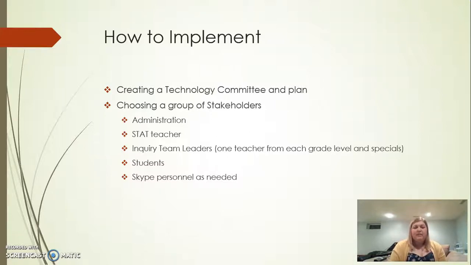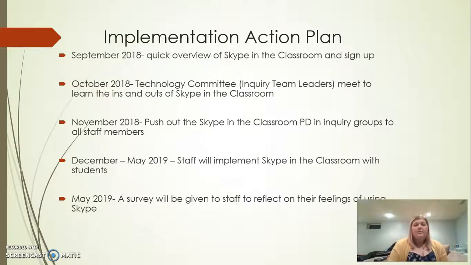I mean, there are really infinite amounts of ways that you can use Skype. I would like to use our students only so that we can get their feedback on what they liked, and then if we need any Skype personnel, we could use them. And what I would do is complete this action plan.